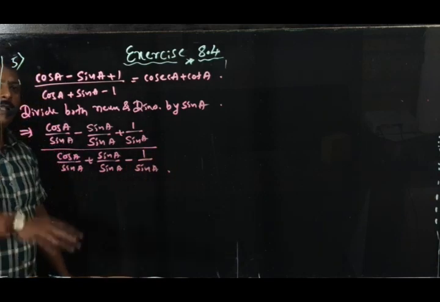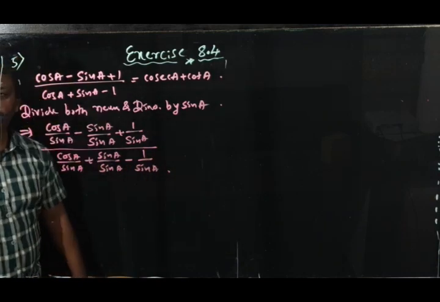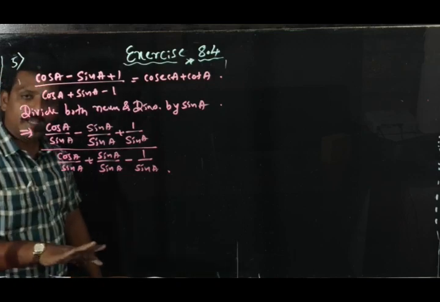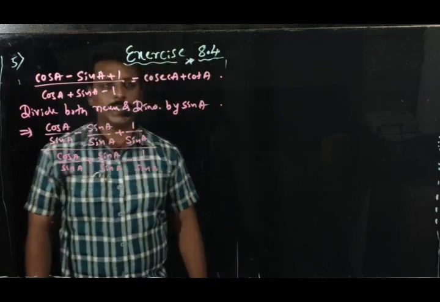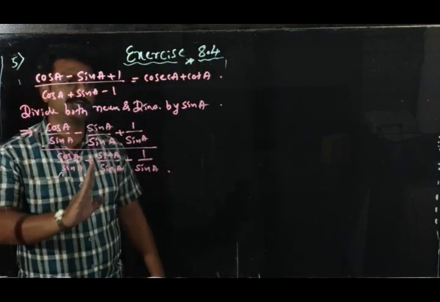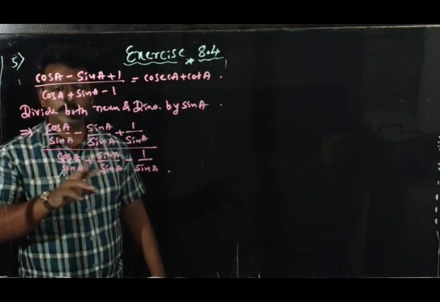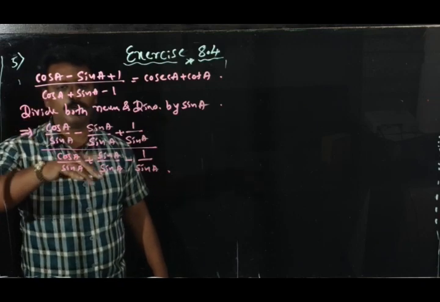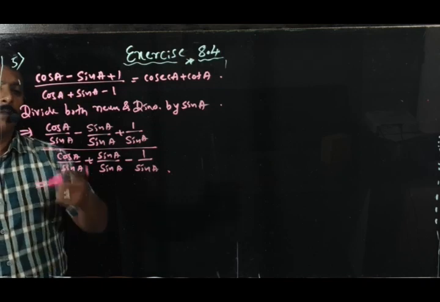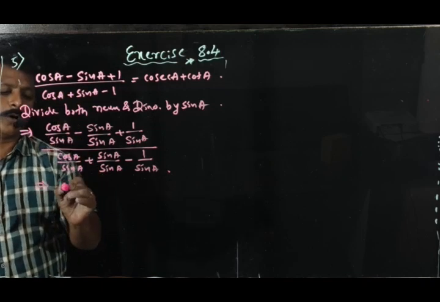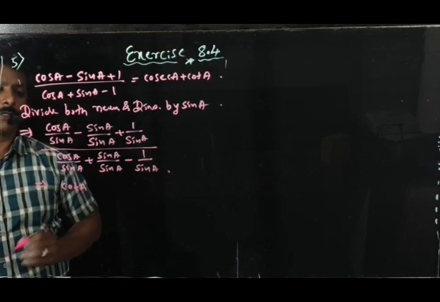Understood what I did? I divided both numerator and denominator by sine only. Why by sine only? Because one eye should be towards your RHS. Our target is to get cosec and cot, so we will get them when we divide both numerator and denominator by sine. How? You will come to know very shortly. Cos A by sine A is cot A. See, now we got cot.